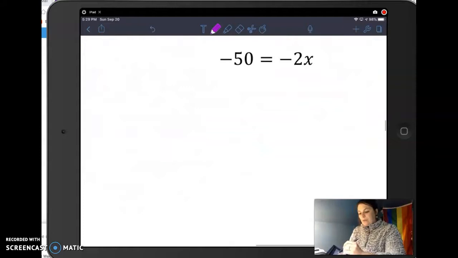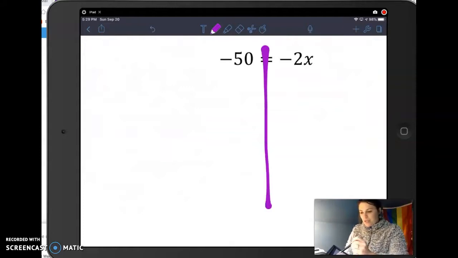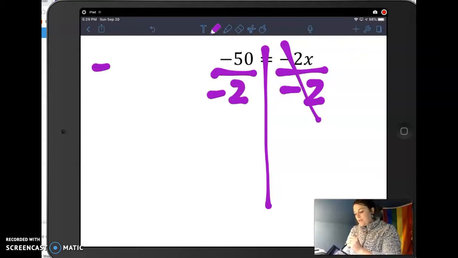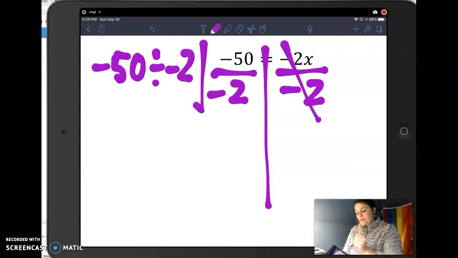All right, last one from me, before you get to do yours. This is multiplication. The negative 2 is being multiplied by the x, so we need to divide by negative 2 on both sides. In your calculator, you would put in negative 50 divided by negative 2, and it's top to bottom.